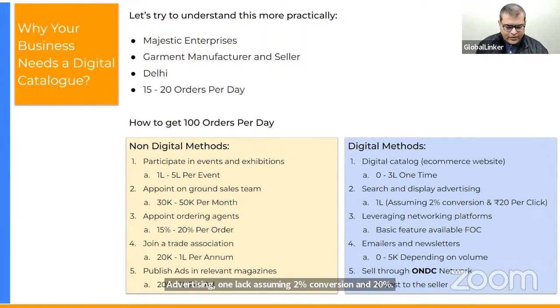Networking platforms, the benefit is available free of cost. So you can go to networking platforms and search for potential customers and connect with them and explain your offerings and generate business from there, absolutely free. Emails and newsletters, again it will cost you about 5,000, depending on how much volume you are doing. And if you're selling through ONDC, again, you will be able to do that free of cost.